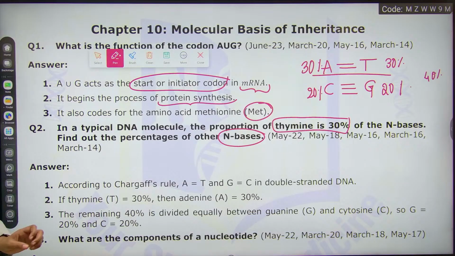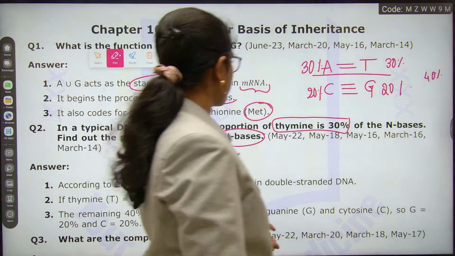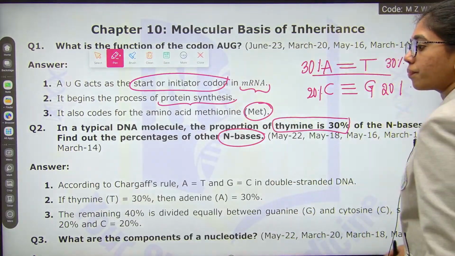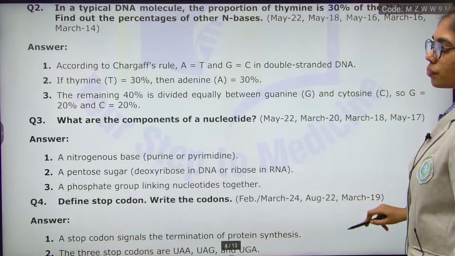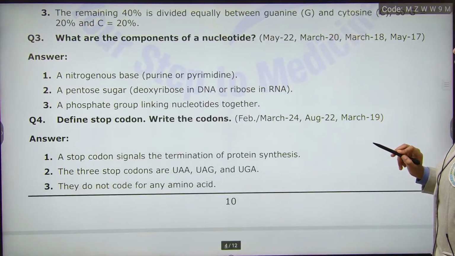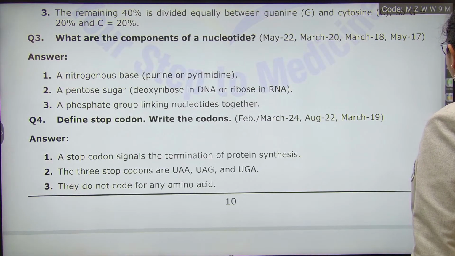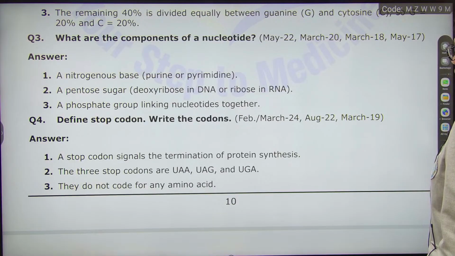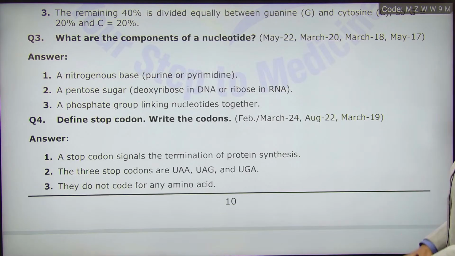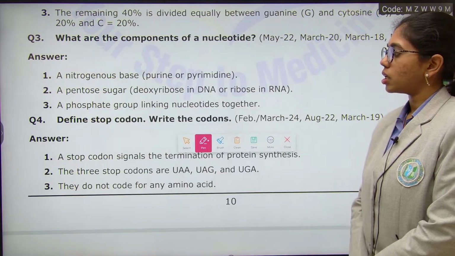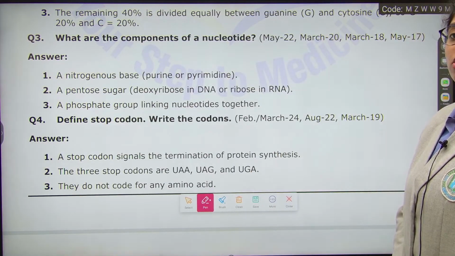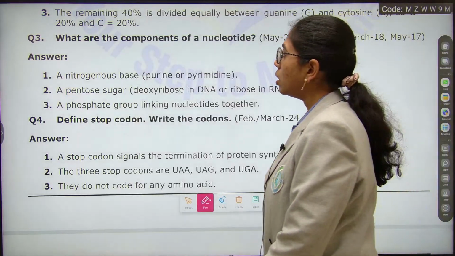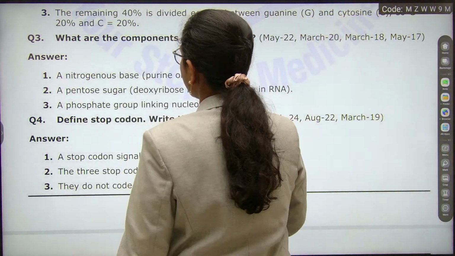Fine, right. Next question you observe. What are the components of a nucleotide? Components of a nucleotide. Nitrogen base. It can be either purine or pyrimidine.